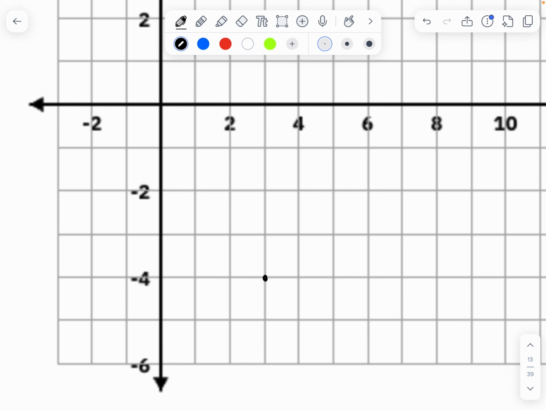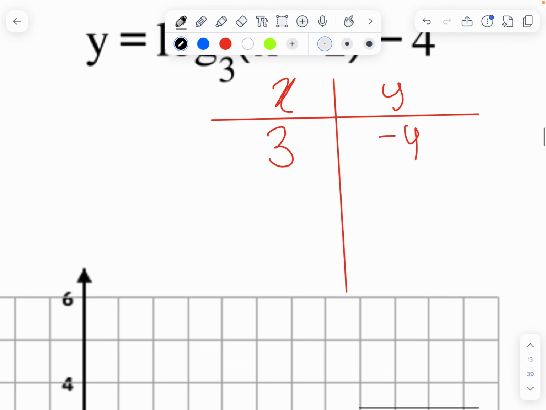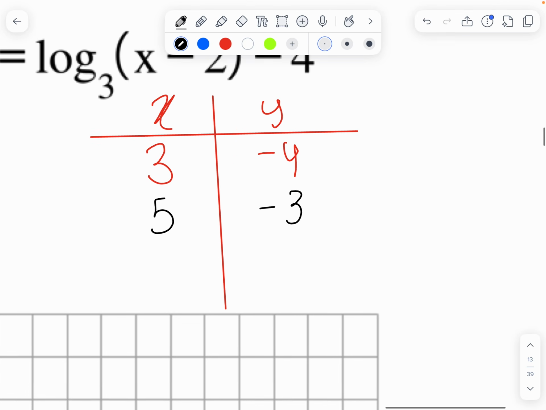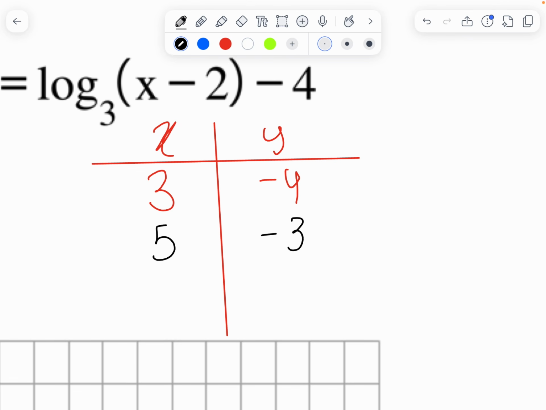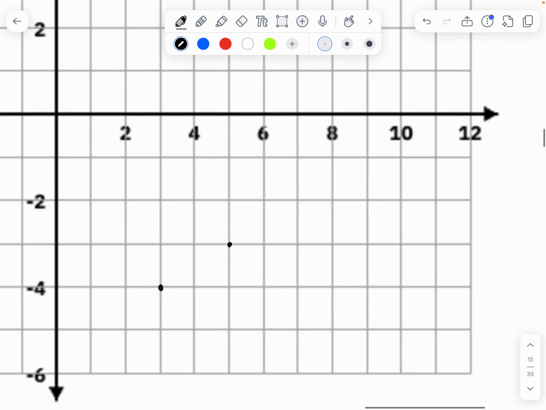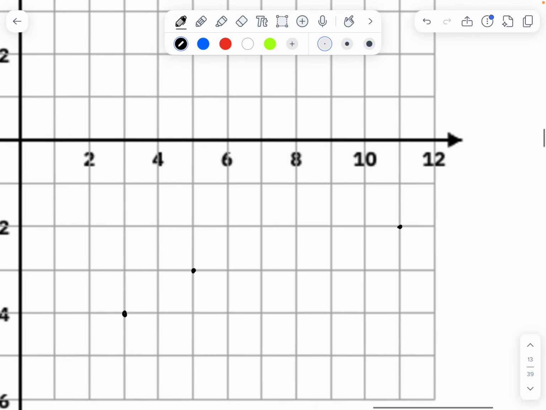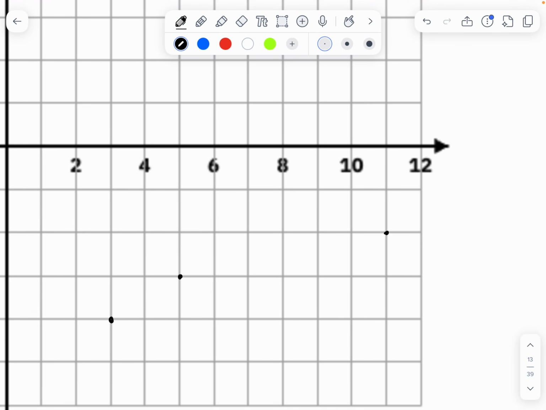On to the next one. If we plug in 5, we'd get negative 3. If we plugged in 11, we'd get negative 2. And if we plugged in 12, we get negative 1.9, but we don't have to write that.